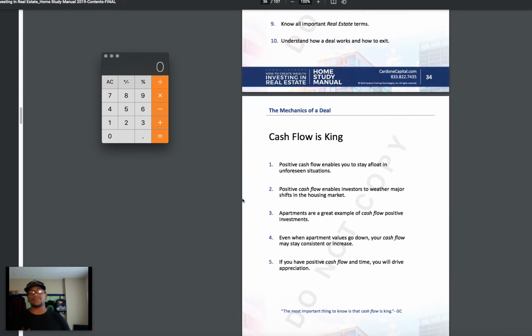Now, when it comes to understanding how cash flow is king, Grant tells us that positive cash flow enables you to stay afloat in unforeseen situations. It's kind of self-explanatory. Positive cash flow enables investors to weather major shifts in the housing market. It gives you the ability to take action whenever you want.